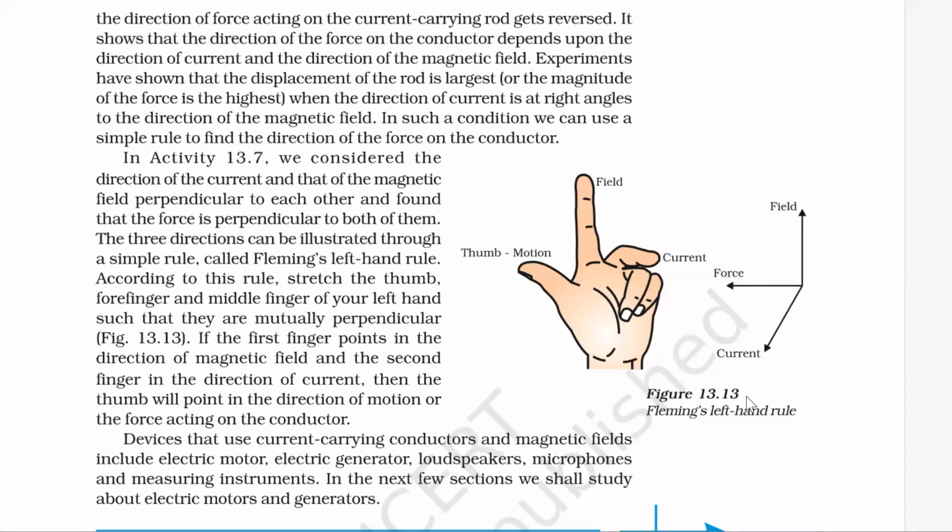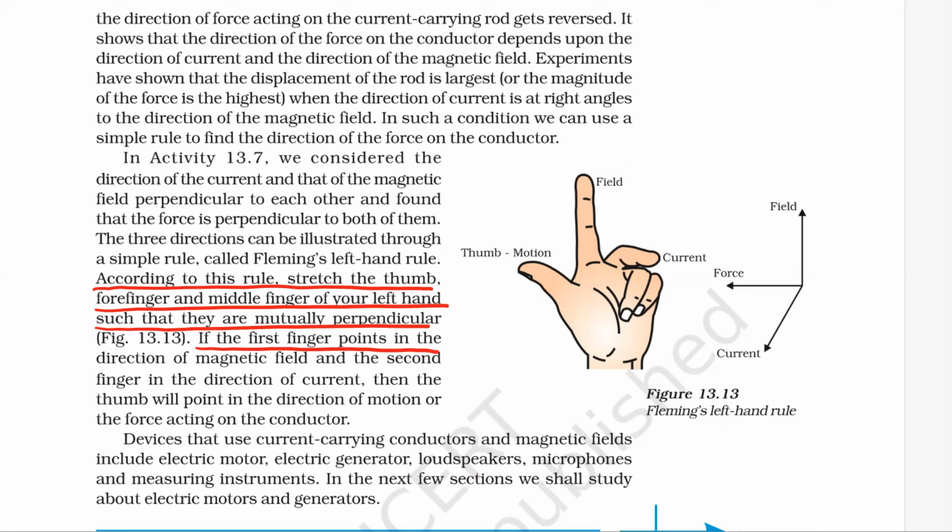So let us come to our book first of all, and let us see what to underline in our book. This is given on page number 231. According to Fleming's left hand rule, stretch the thumb, forefinger and middle finger of your left hand such that they are mutually perpendicular to each other.